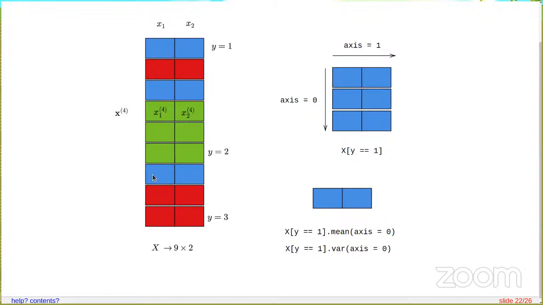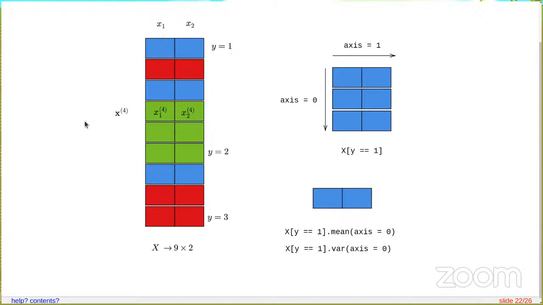The first column of this matrix will be feature 1, and the second column will be feature 2. Each row will correspond to one data point, so it's a feature vector. For example, the fourth data point, x4: x4.1 will be feature 1 and x4.2 will be feature 2 for the fourth data point. I hope this NumPy array visualization is clear. Is there any question here?